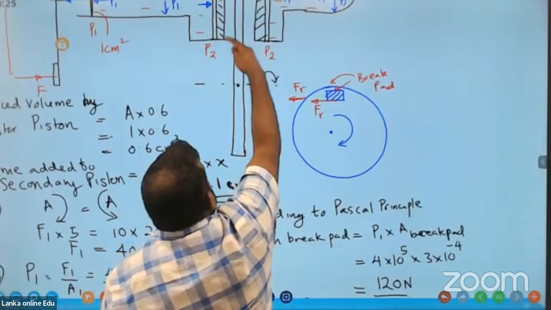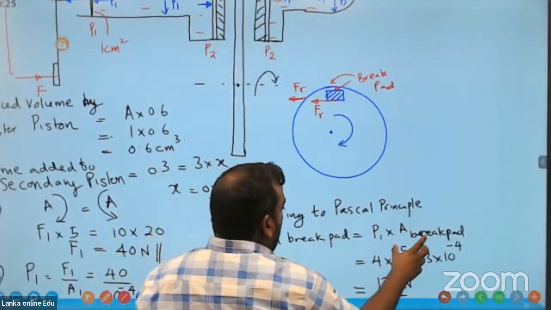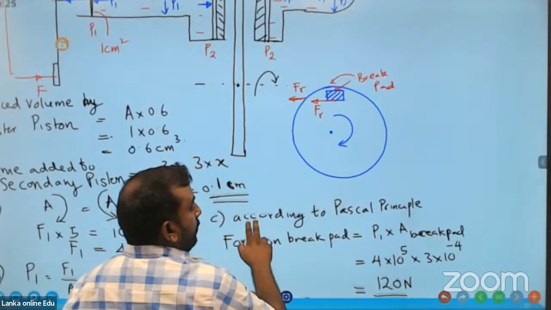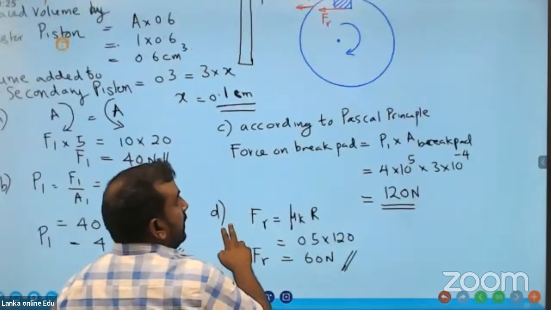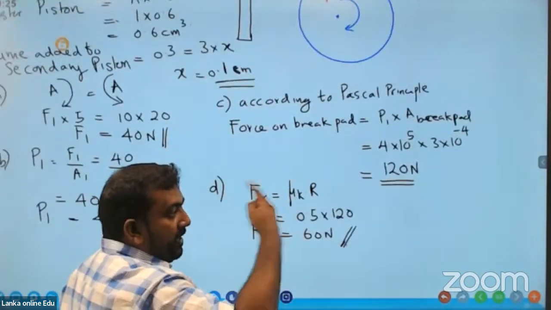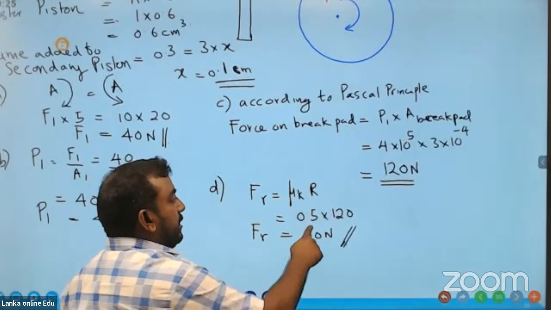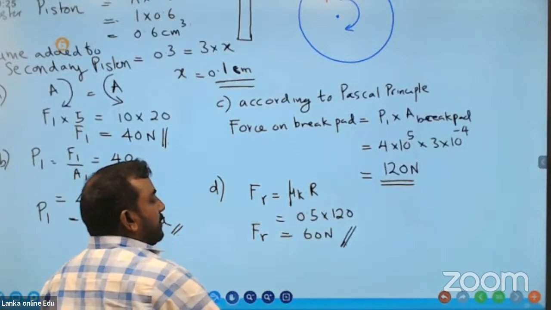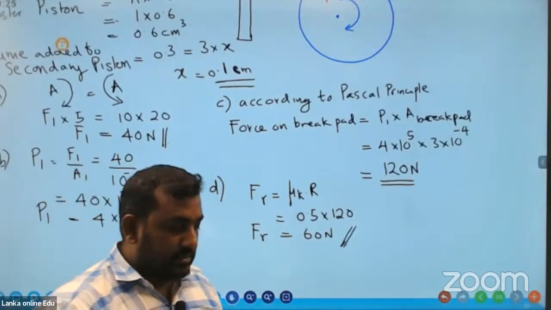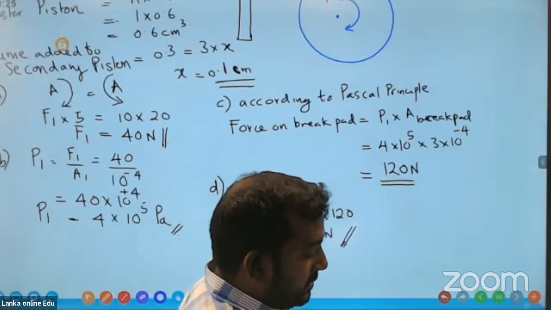Same pressure will be there near the brake pad. Pressure times area will give you the force on one brake pad, 120. Now the wheel is rotating, and the brake pads are touching. Normal reaction 120 means the friction force is 60 Newton. Friction force is 60 Newton.